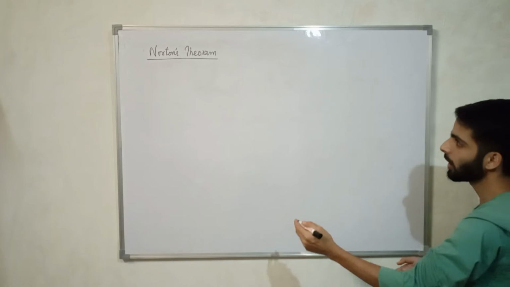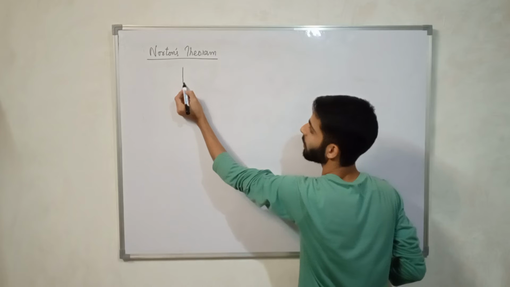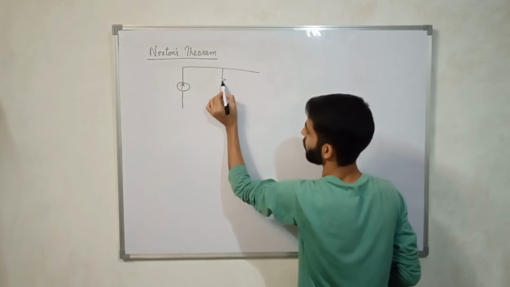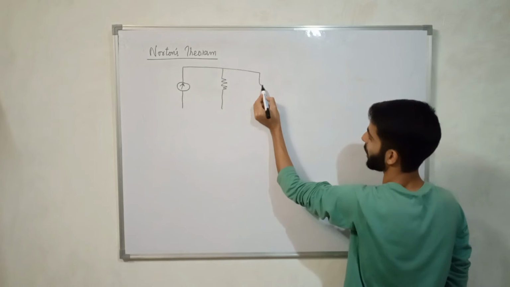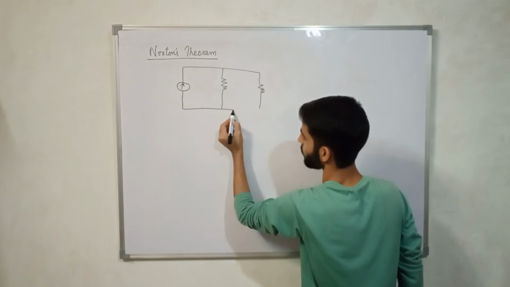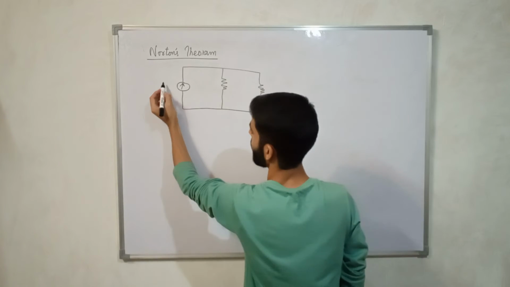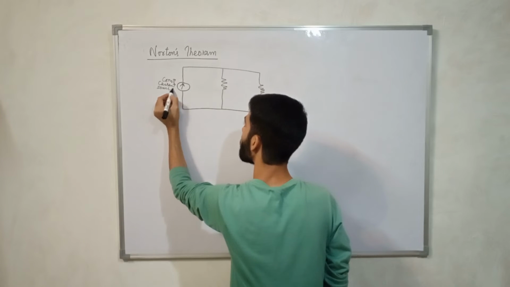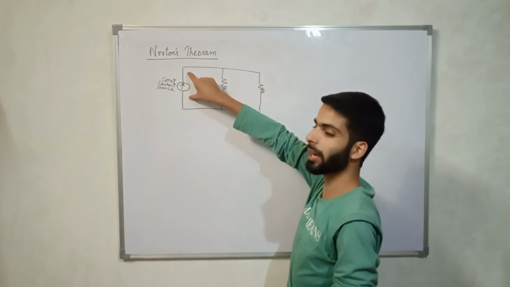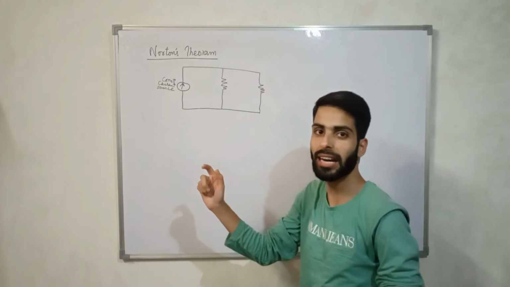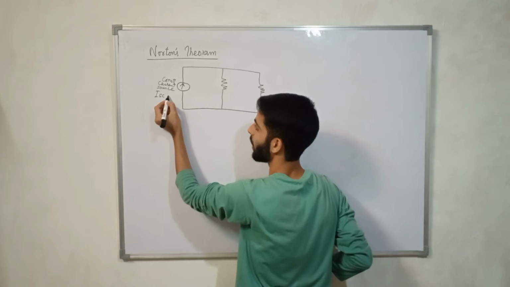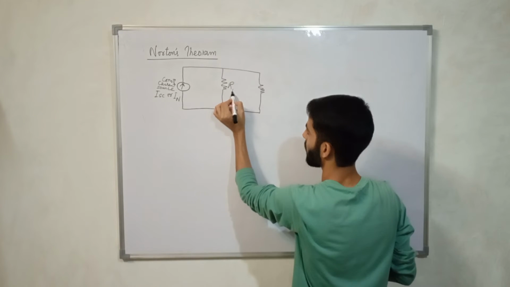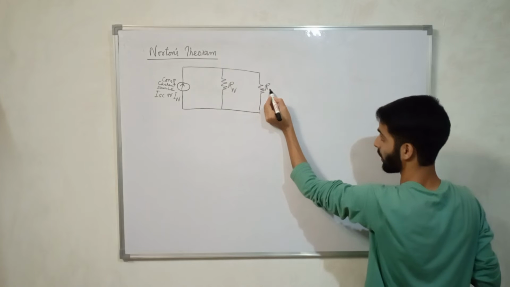Okay, so let us make a constant current source here. Here we have a resistance in parallel, and then we shall have a load resistance. This will be called a constant current source. Since there is no element here, this is a short circuited branch, so we shall write it ISC, short circuit current, or Norton current. Okay, this will be the Norton resistance, and this will be the load resistance.